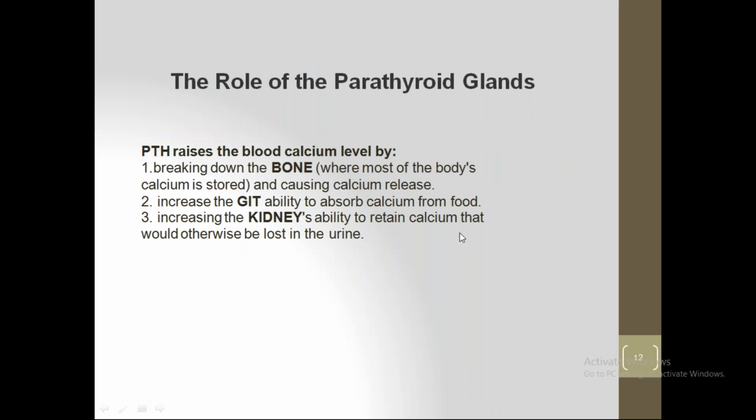To summarize the role of parathyroid glands: parathyroid hormone raises the blood calcium by breaking down the bone and causing calcium release, increases the ability of the GIT to absorb calcium from food, and increases the kidney's ability to retain calcium that would otherwise be lost in the urine.